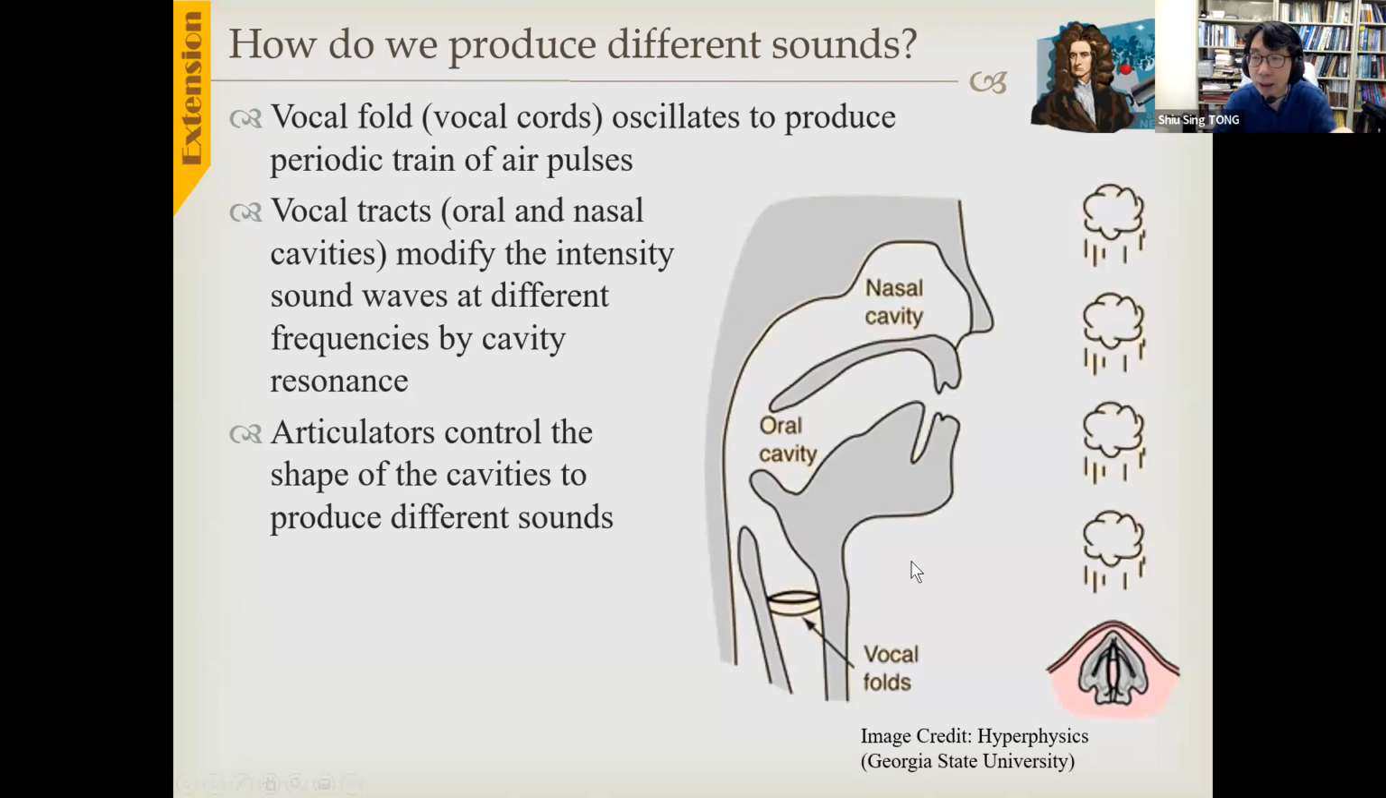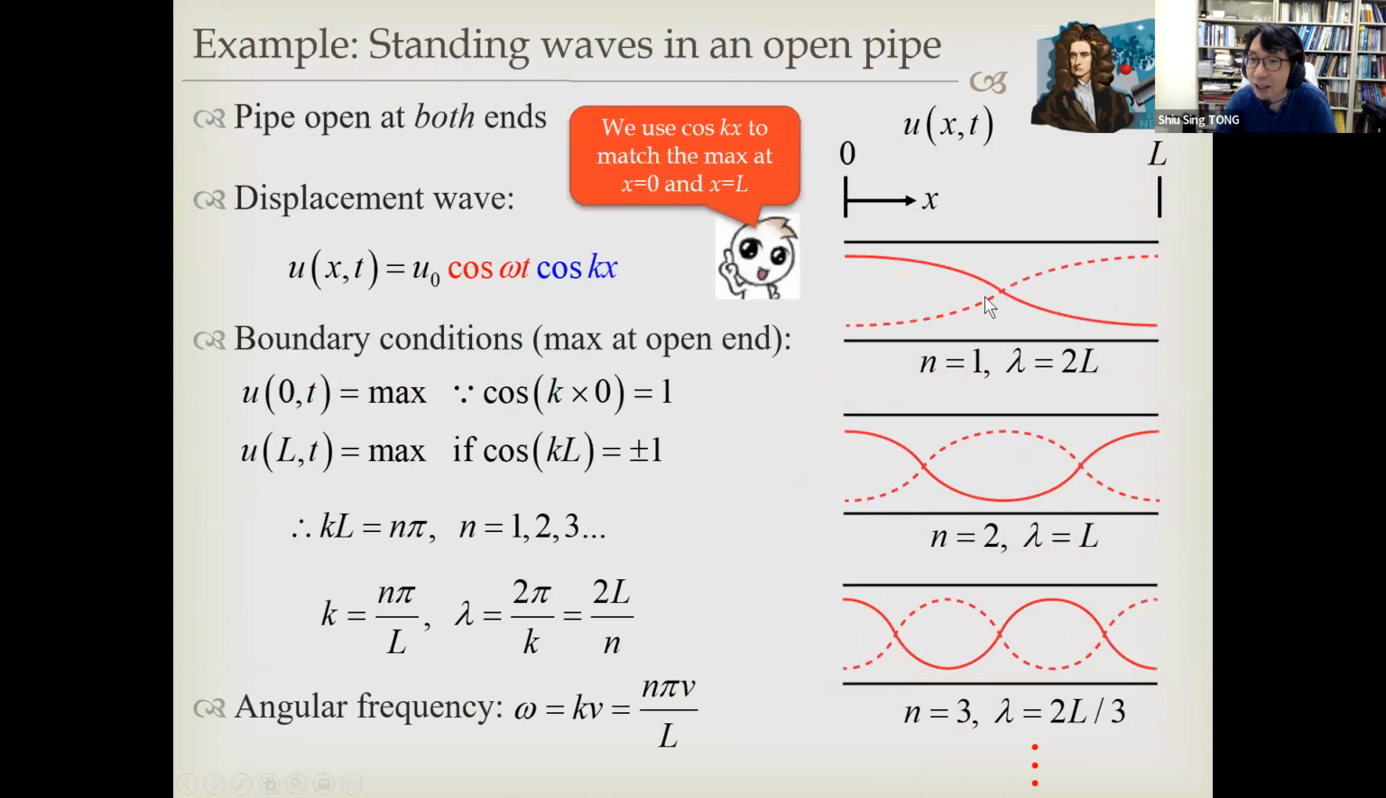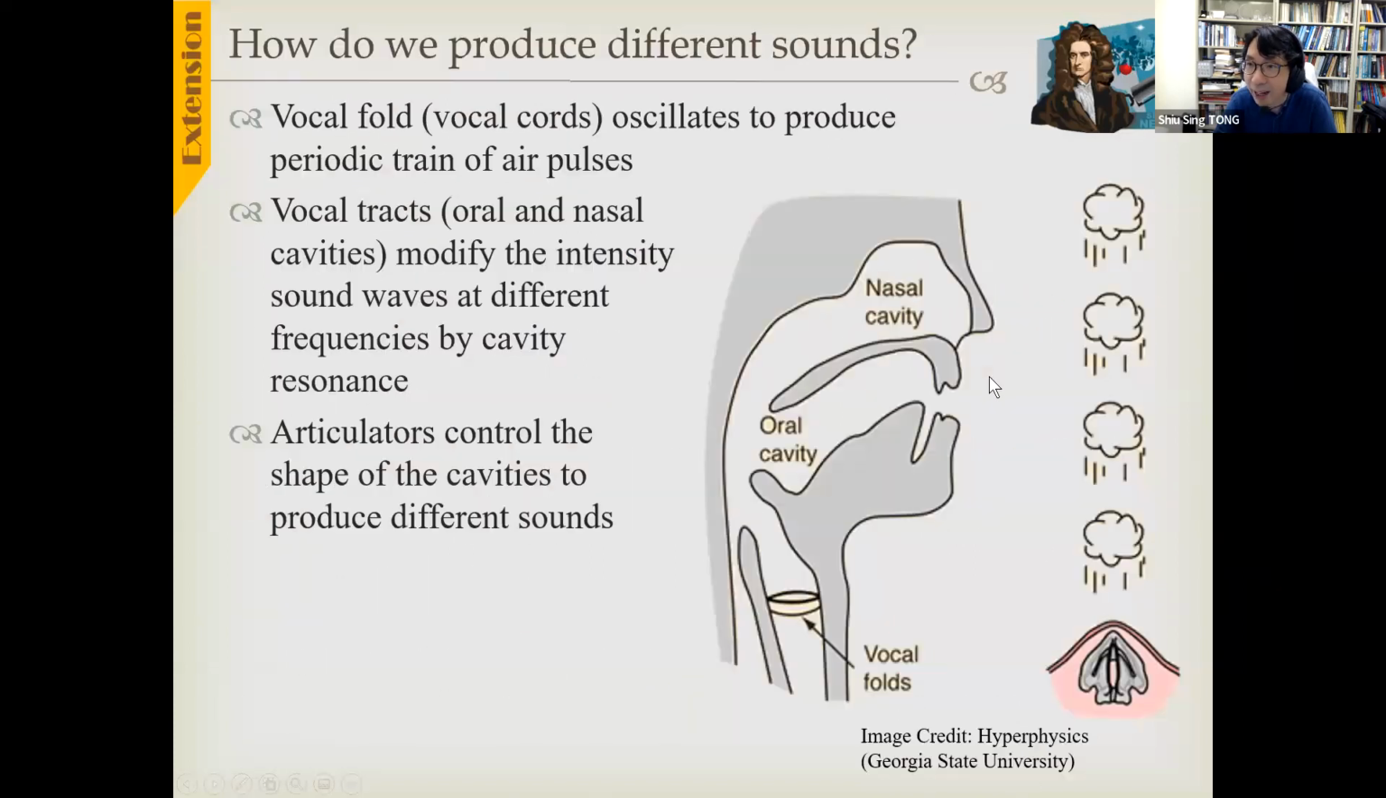But those frequencies and amplitudes will not change much, even if we speak in a different way. The vocal cord is still producing the same composition of frequency and amplitude. So what makes us speak different words and different sounds? It is the vocal tract, the oral and the nasal cavity, that modify the intensity of sound wave at different frequency. Because they are resonant cavities, just like a sound pipe which is open at both ends or closed at one end.